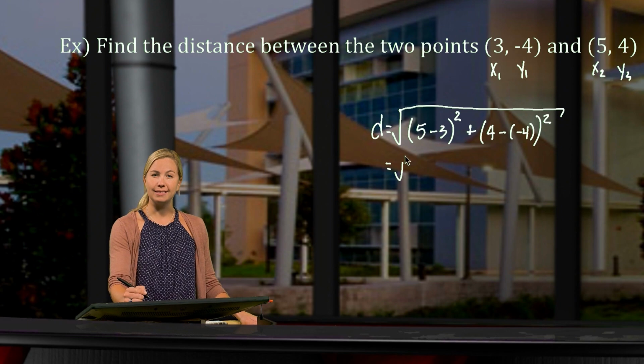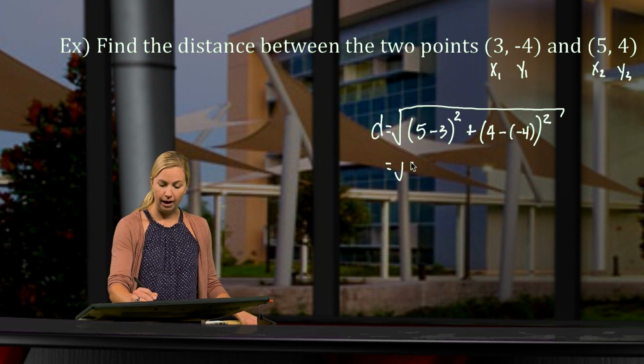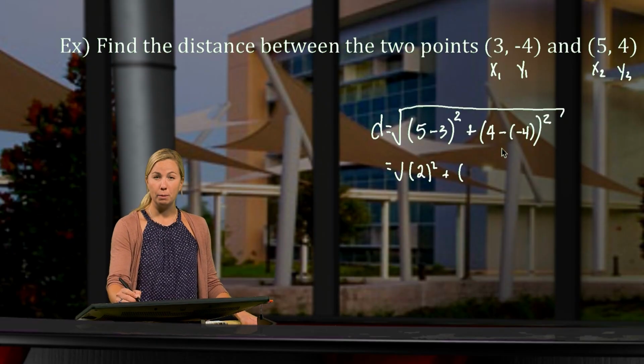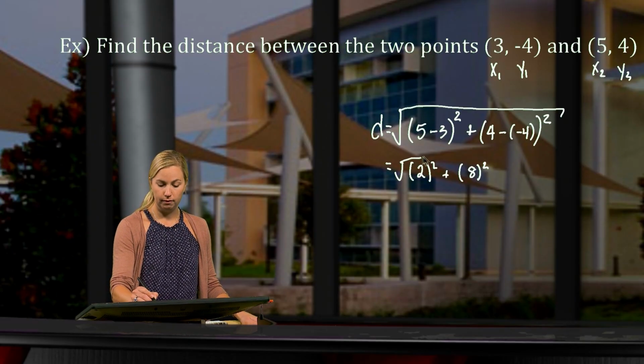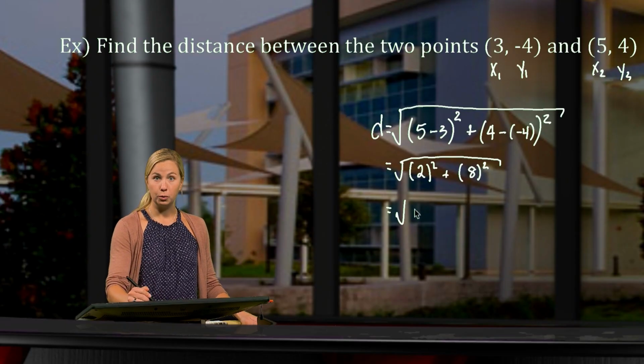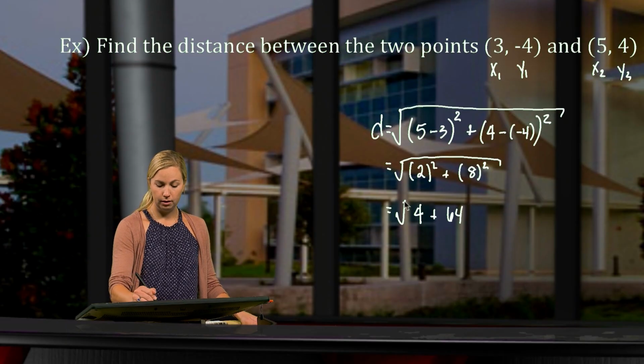We're going to simplify inside the parentheses first. 5 minus 3 is 2 squared, plus 4 minus -4 is the same as 4 plus 4, or 8 squared. 2 squared is 4, plus 8 squared is 64. So our distance is equal to the square root of 68.